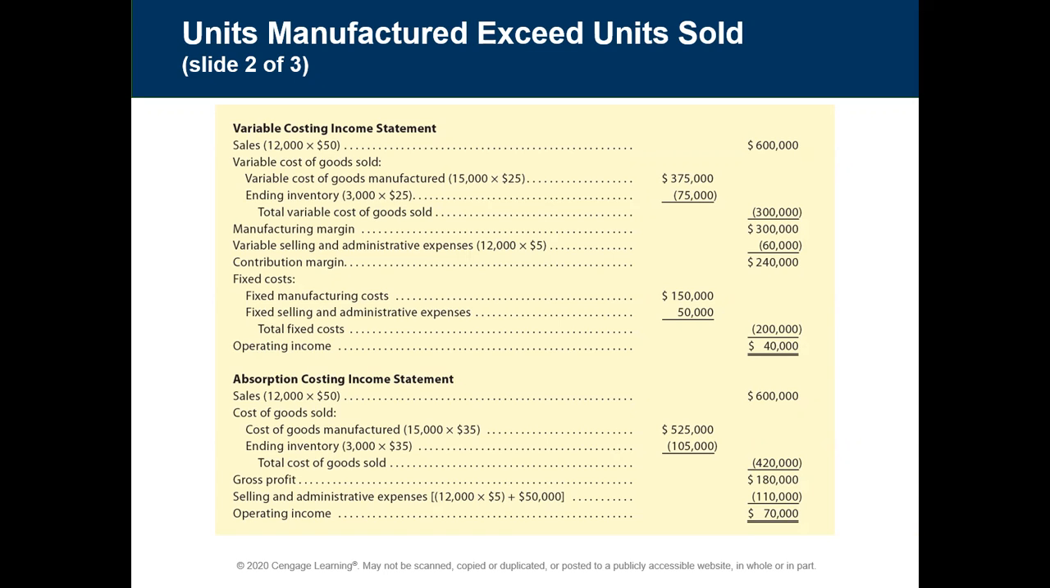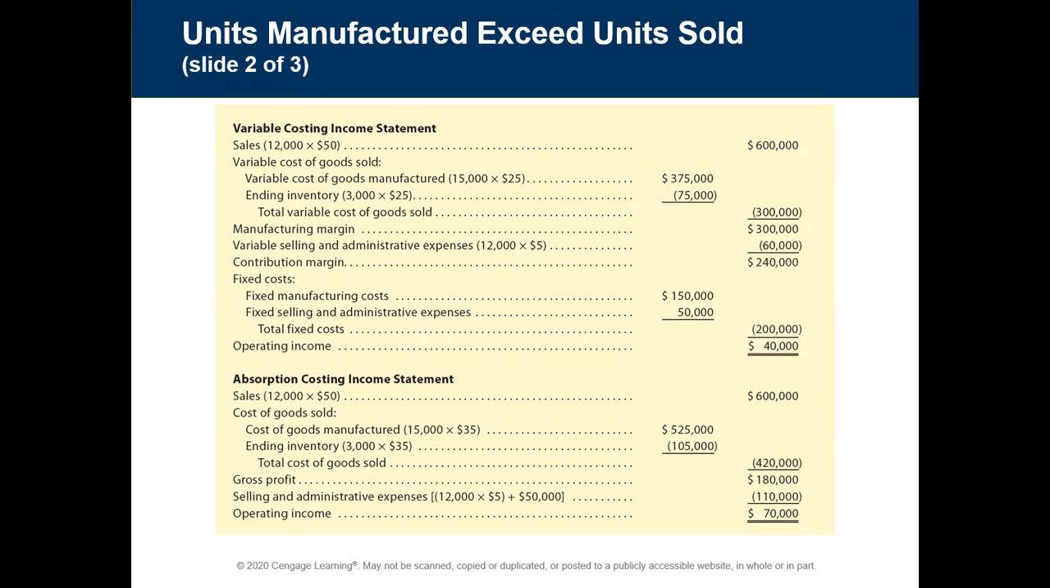Okay, so we're going to end up with an operating income that is $30,000 different between the two. And so the question is, where's that $30,000? I don't think they have it on here easy for us. It's sitting there in this ending inventory.